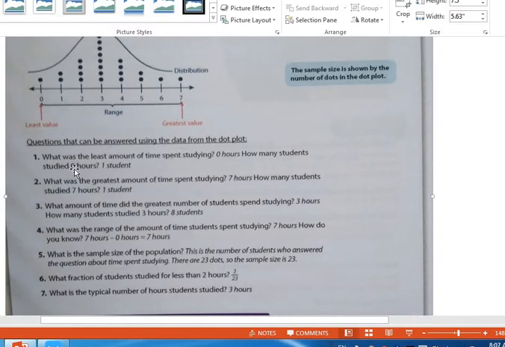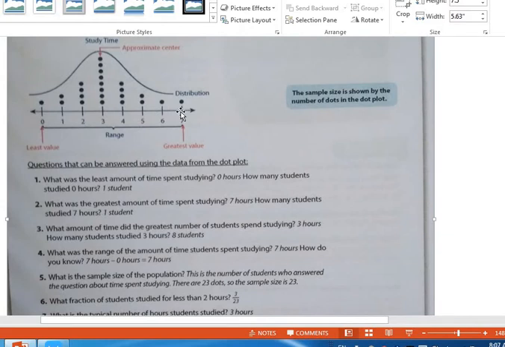Focus with me. What was the least amount of time spent studying? Least amount of studying here, 0 hours. How many students studied 0 hours? Yes, one student. Okay, number 2. What was the greatest amount of time spent studying? The greatest amount of time studying, 7 hours. And how many students studied 7 hours? Just one student.